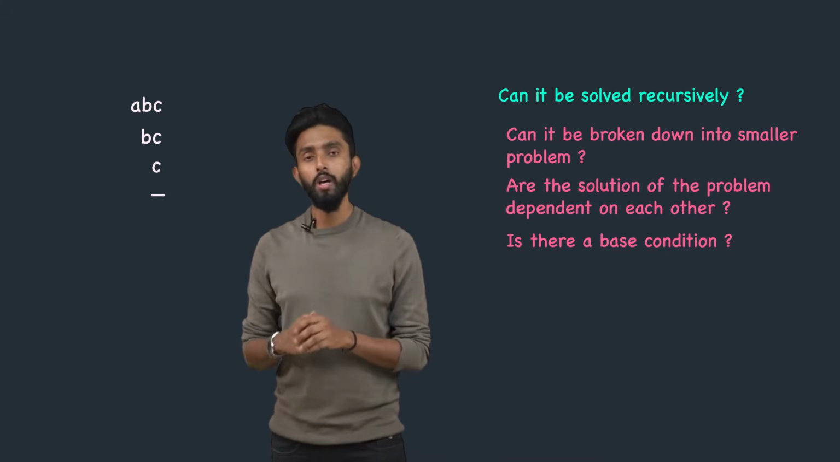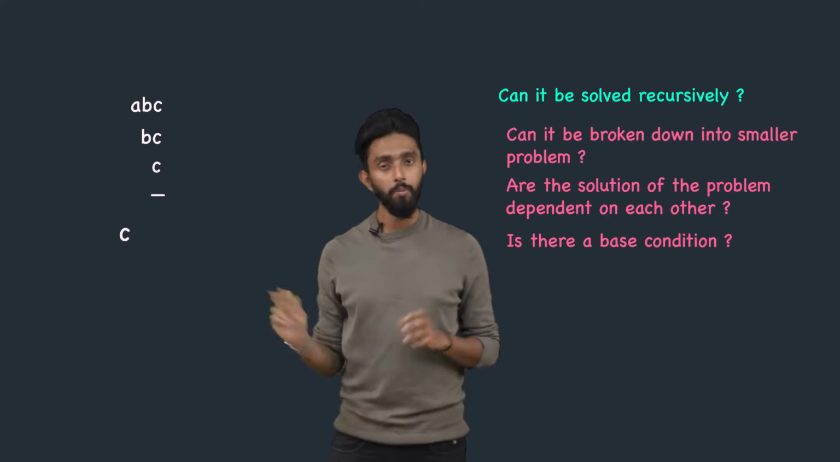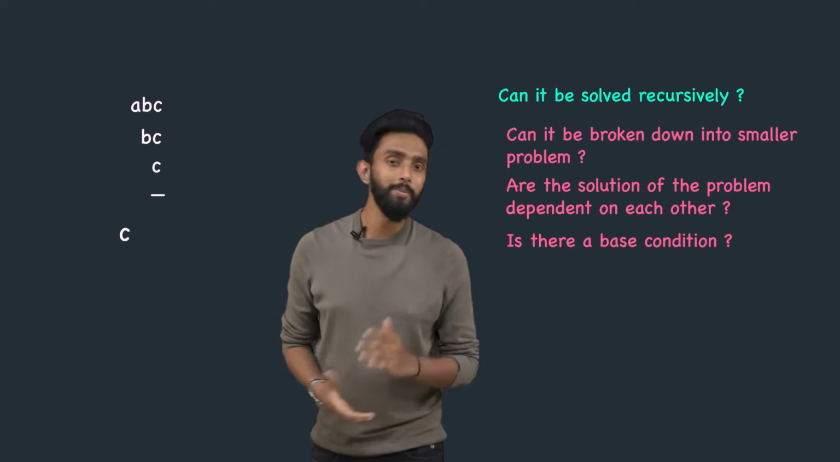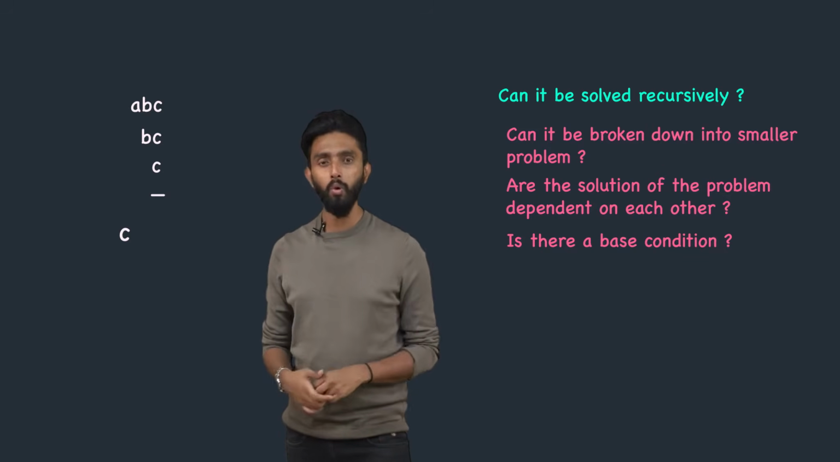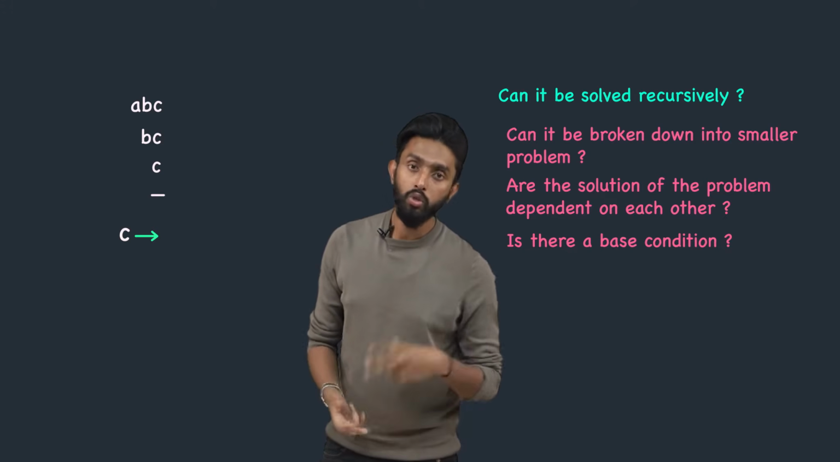First and foremost, let's start in the reverse order. So let's start with C. Now what are the different subsequences of C? Very simple. You have only one character, so it is 2 to the power 1. So you have two combinations.